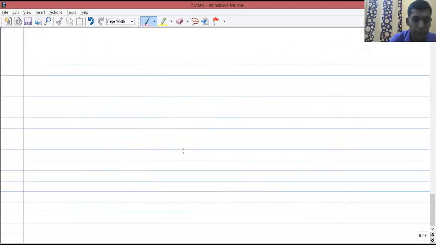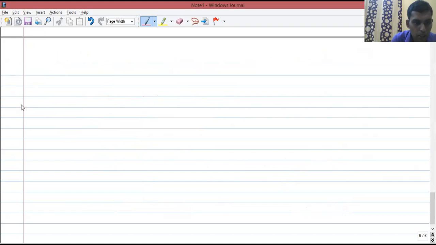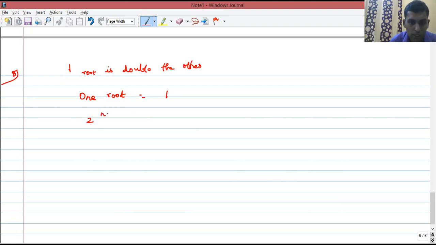Question number 5 is this way: one root is double the other. So I'm taking one root as 1, and the second root is double the other, so 1 into 2, that is 2. One of the roots is 1, the second root is 2.